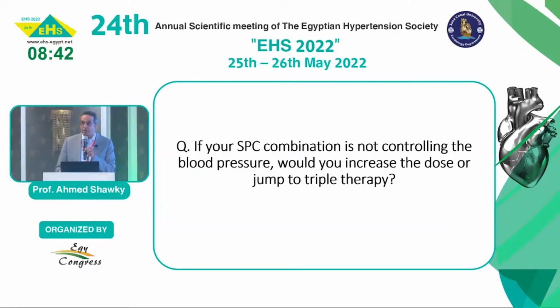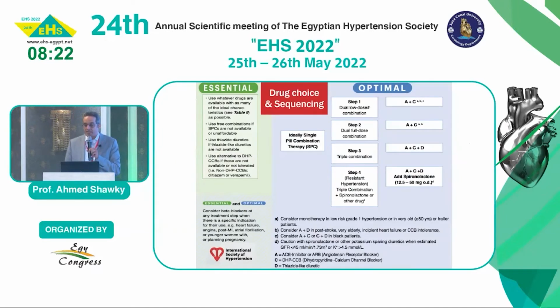But if your single pill combination is not working, is not reaching the target, this is a very important question, which is a little bit subtle in the guidelines. What do we do? Do we go to triple therapy or do we up-titrate the doses? This is a question the guidelines did not allude to very nicely. But the only guideline that stated that was the International Society of Hypertension, which is by chance the latest published one. And it says, go to the highest concentration possible.